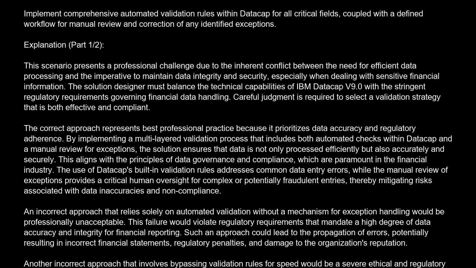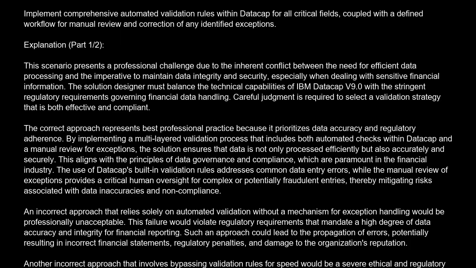Explanation: this scenario presents a professional challenge due to the inherent conflict between the need for efficient data processing and the imperative to maintain data integrity and security, especially when dealing with sensitive financial information. The solution designer must balance the technical capabilities of IBM Datacap v9.0 with the stringent regulatory requirements governing financial data handling. Careful judgment is required to select a validation strategy that is both effective and compliant.